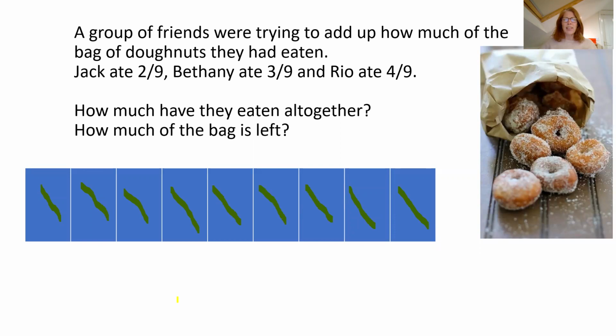So how much have they eaten altogether? Well, I can see here that I have shaded in all 9 parts out of 9. So there's 2 ways you could have written this answer. Both of them are correct. You could have said that they have eaten 9/9, or you could have said that they have eaten 1 bag. 9/9 and 1 whole one are equivalent to one another. And how much of the bag is left? Well, there are 0/9 left. There are not any donuts remaining, so there are no parts left to eat.